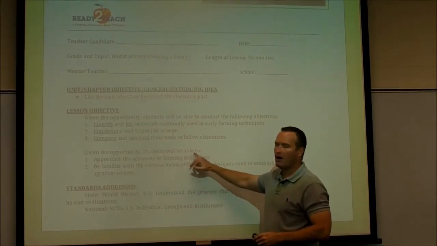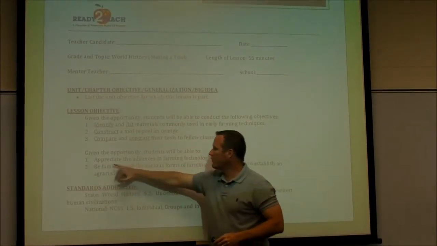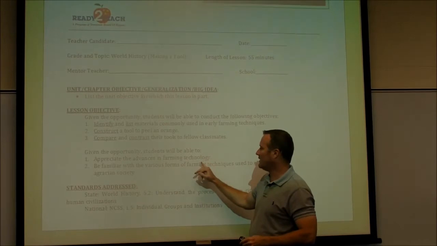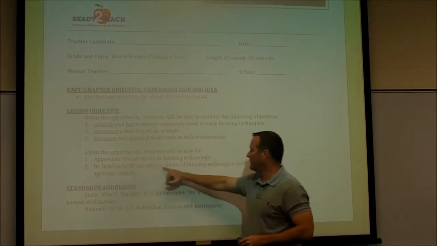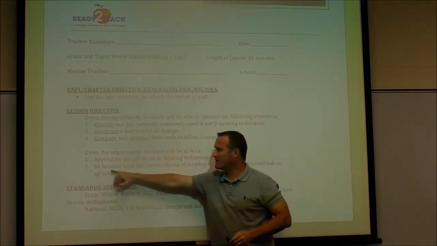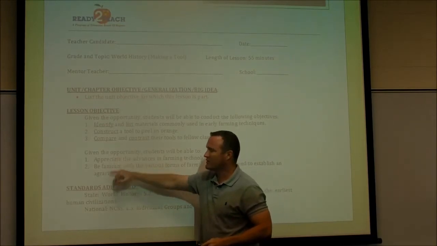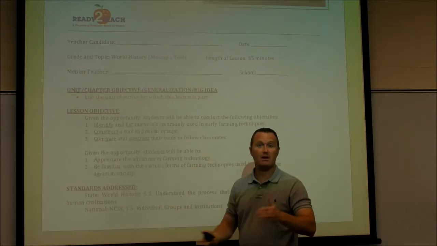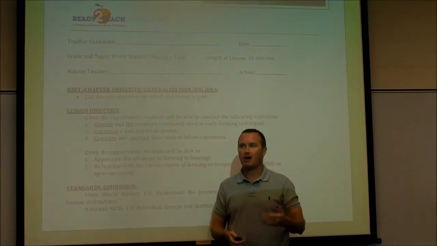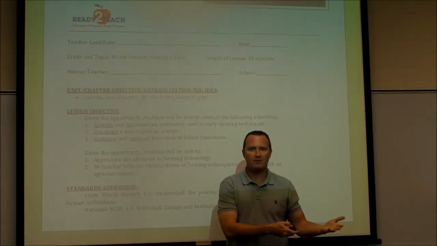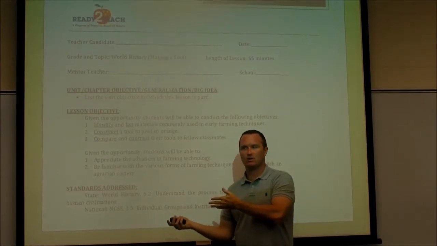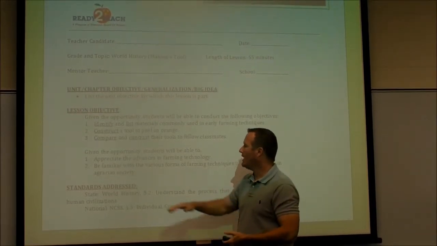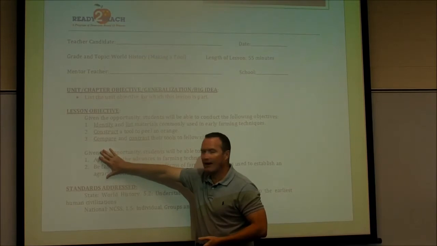Here you have non-measurable objectives, which are goals. Students will appreciate the advances of farming and technology, and students will become familiar with various forms. You can't measure students becoming familiar with something. You can't measure a student appreciating something, because the way I appreciate something, the way you appreciate something might be completely different. I might appreciate it by buying the CD of some kind of music while you might simply listen to it or write something down. So appreciation is not unmeasurable, but you've got to have goals.